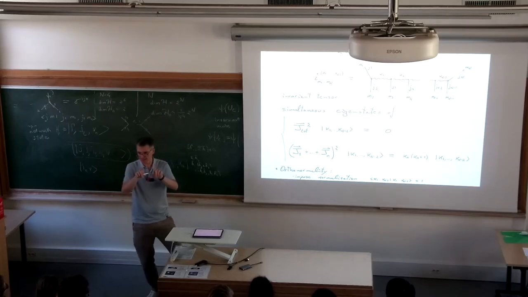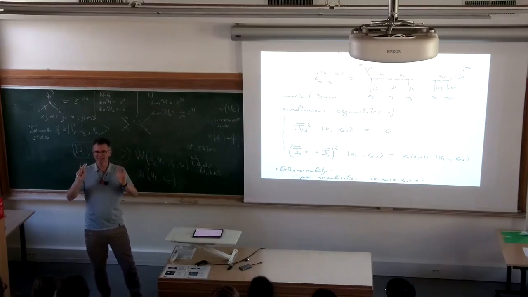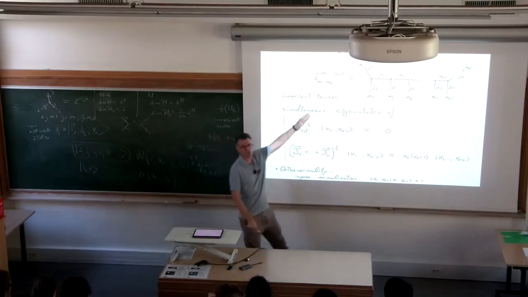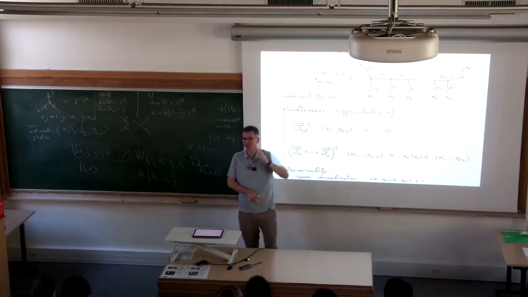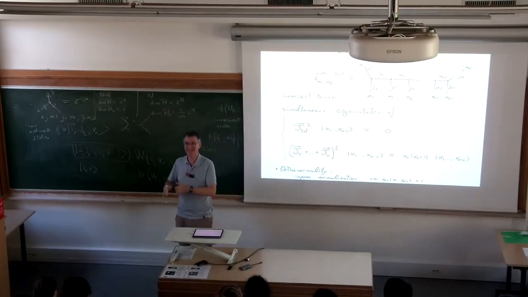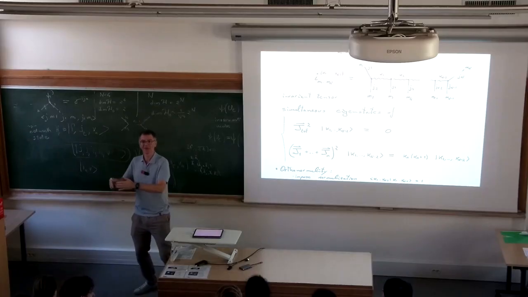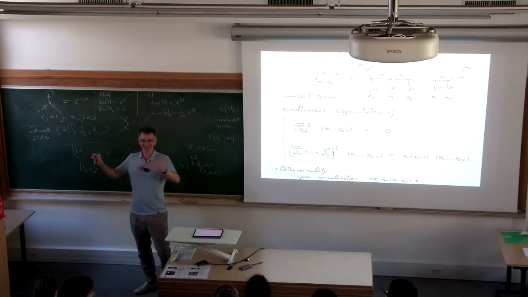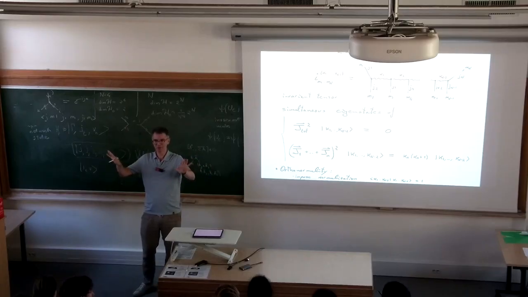Let me address the question first. Sorry. You're saying, I chose one ordering. I could have chosen another ordering. I would have another basis that diagonalizes another set of compatible observables. Now these two sets of observables don't commute.